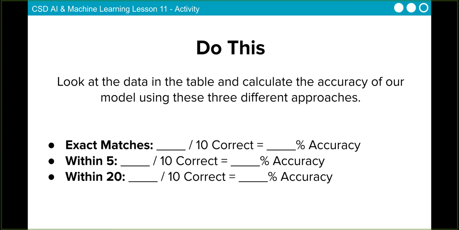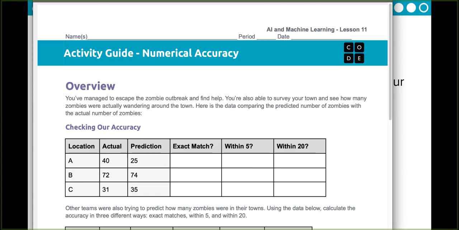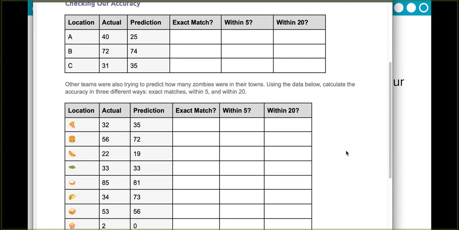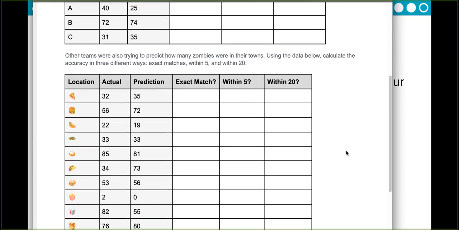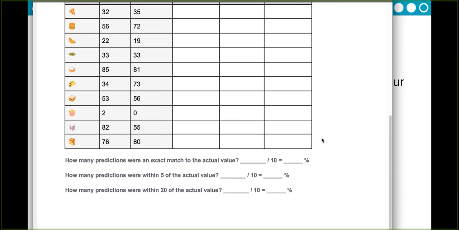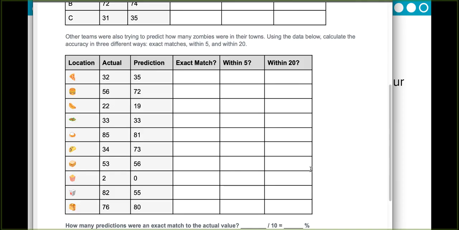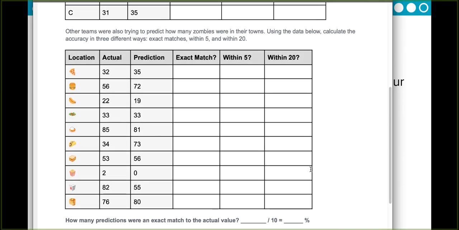So look at the data in the table and calculate the accuracy of our model using these 3 different approaches. Exact matches, put the number correct, and then that's going to be your accuracy. So if you go back to your activity guide for numerical accuracy and scroll down to look at this page, you're going to see exactly what you're going to be looking at. And at the bottom is where you're going to complete those 3 different types of accuracy.